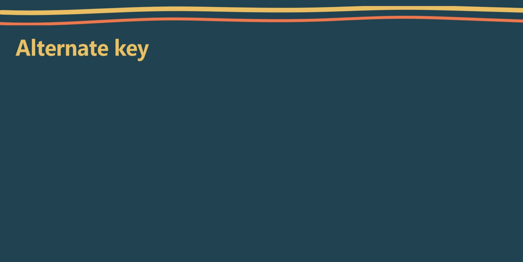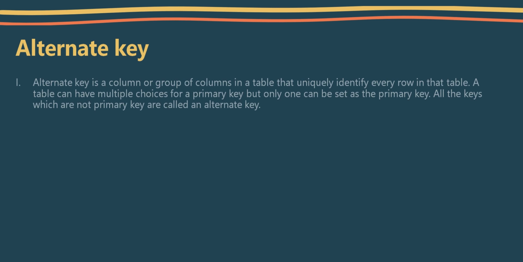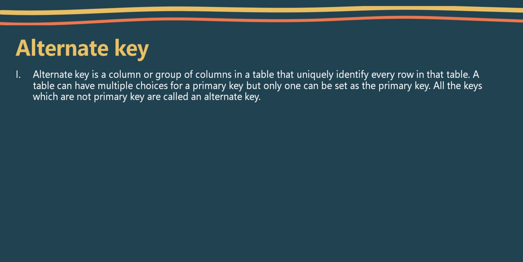Okay, now alternate keys. What is this? An alternate key is a column or a group of columns in a table that uniquely identify every row in that table. A table can have multiple choices for a primary key, but only one can be set as a primary key. All the keys which are not the primary key are called alternate keys.